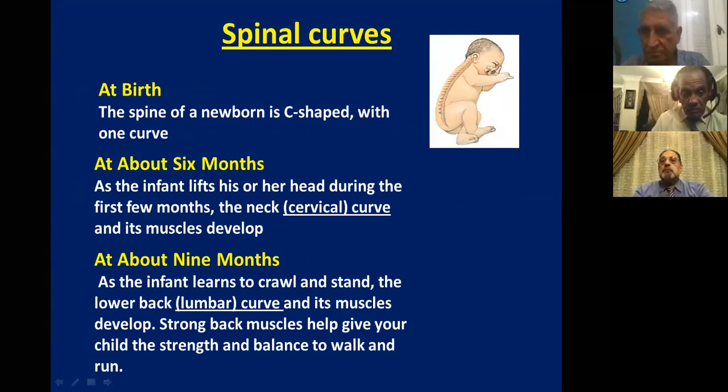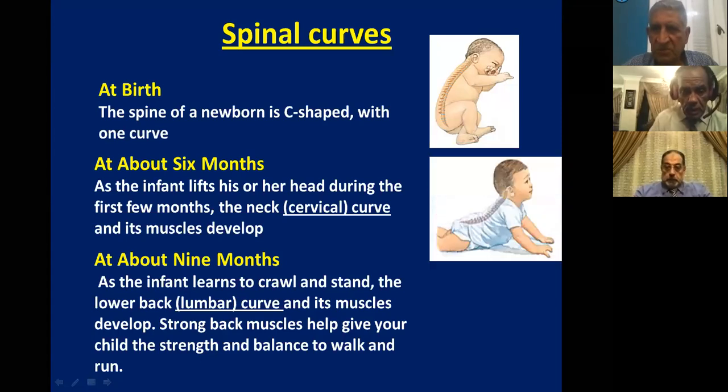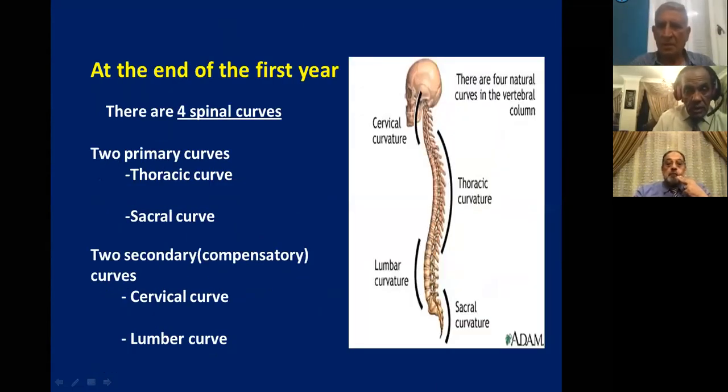At about 6 months, when the infant starts to lift her head, the cervical curve develops. Its muscles develop also. At about 9 months, the infant learns to crawl and stand, and the lumbar curve is now developed, and its muscles develop. Strong back muscles help to give your child the strength and the balance to walk and run. At the end of the first year, there are 4 spinal curves: 2 primary curves, the thoracic curve and sacral curve, and the 2 secondary compensatory curves, the cervical curve and lumbar curve.